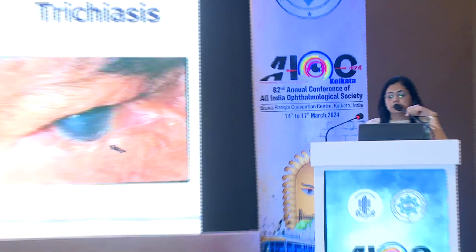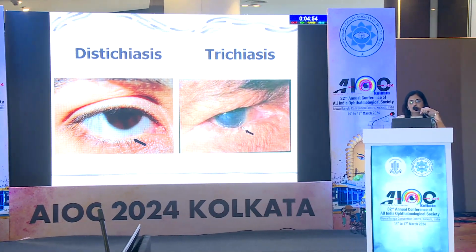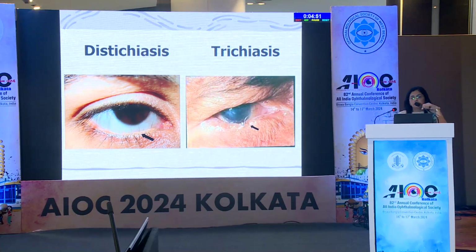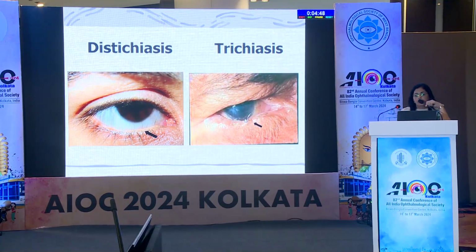Good afternoon, everyone, and I'd like to thank Dr. Ruchi for including me in her course. So, I'll be basically discussing dystrichiasis and trichiasis. Excuse me, this is not moving. So, dystrichiasis, we all know, is the aberrant growth of the lashes from or near the meibomian gland orifice, while trichiasis is the normal position of the lashes, but they are misdirected towards the ocular surface.